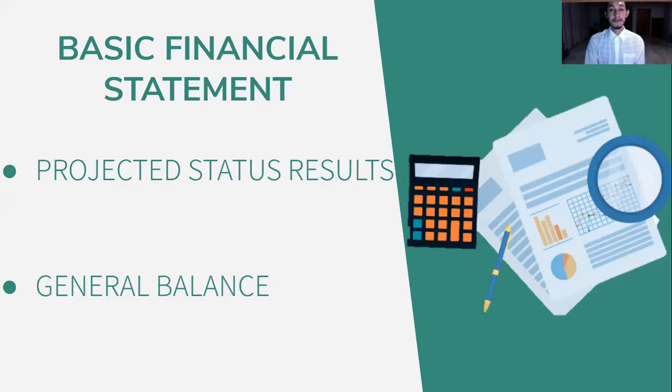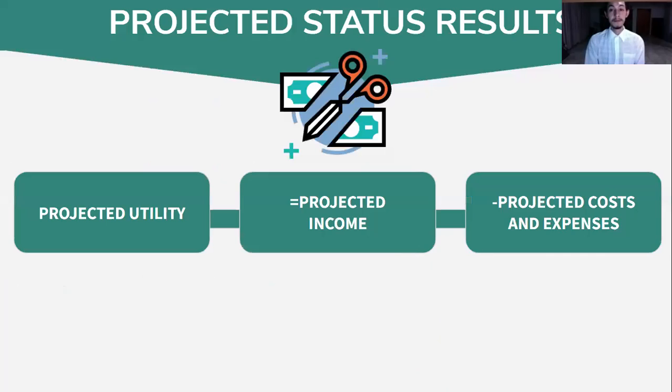Okay, I'll continue by describing what a basic financial statement is. Along the way, we are going to break it down into projected results and general balance. Projected results is one way to calculate our projected utility. So basically, we are going to need 2 concepts, our income and our costs and expenses.